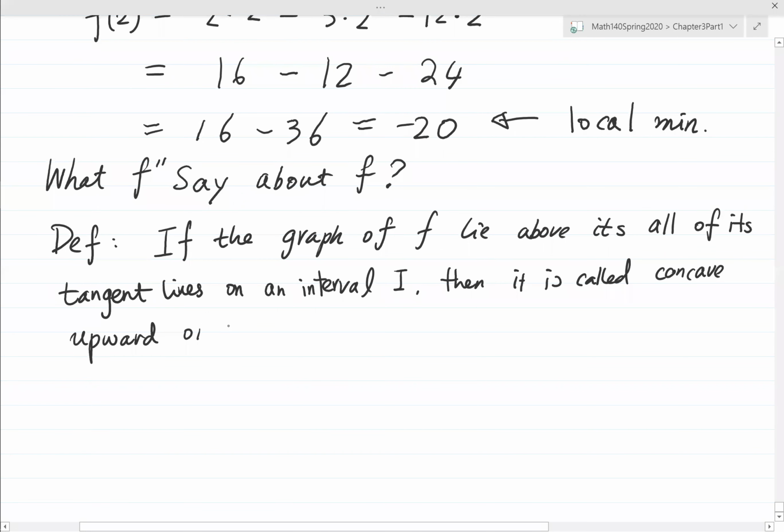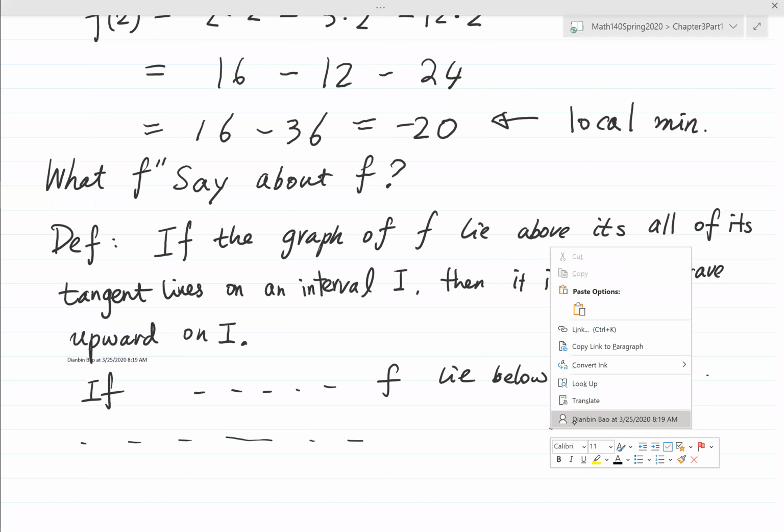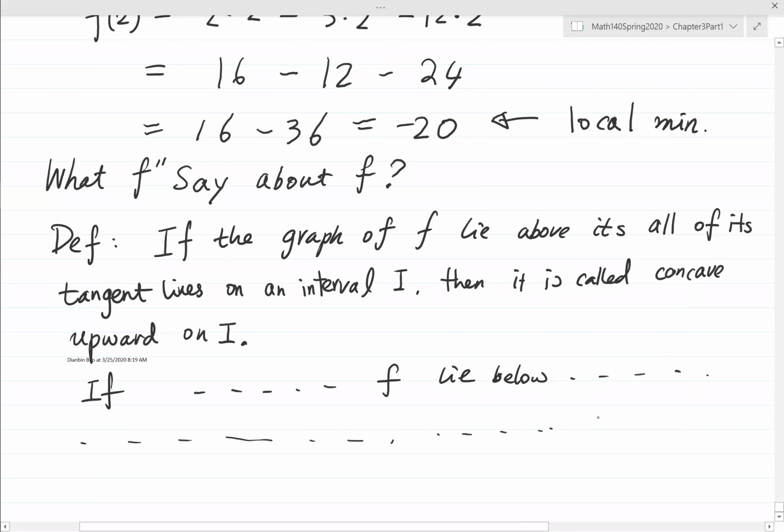Now similarly, if the graph of f lies below all its tangent lines on its interval I, then it is called concave down, concave downward on I. Okay, concave up, concave down.